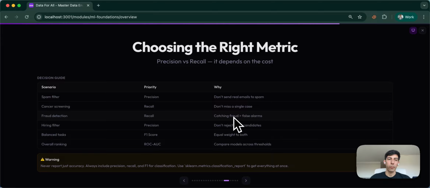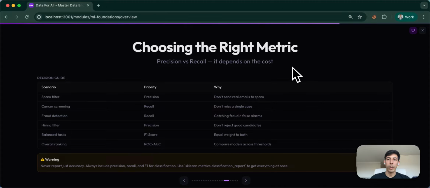This is the decision framework. When a false positive is expensive, like blocking a legit transaction or sending a patient to unnecessary surgery, you want high precision. Be careful about what you flag. When a false negative is expensive, like missing a cancer diagnosis or letting a fraudulent transaction through, you want high recall. Don't miss anything, even if you get some false alarms. Okay? F1 score is the balance between both. Use it when you care equally about precision and recall.